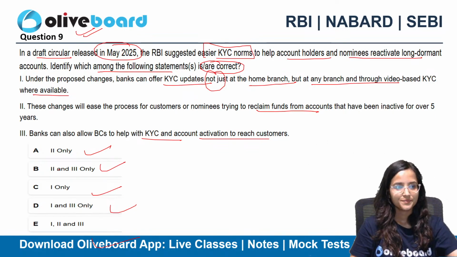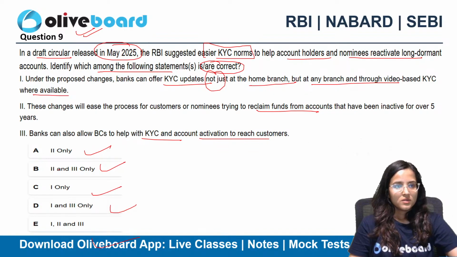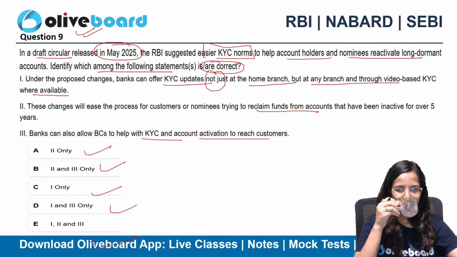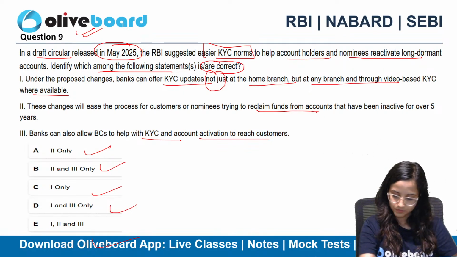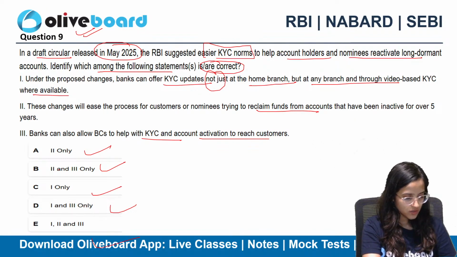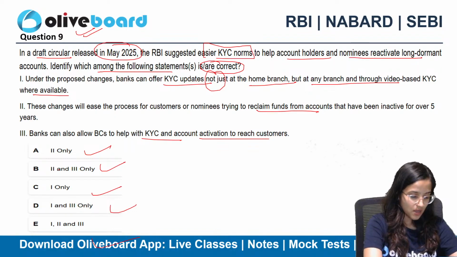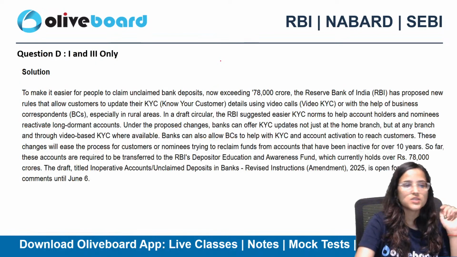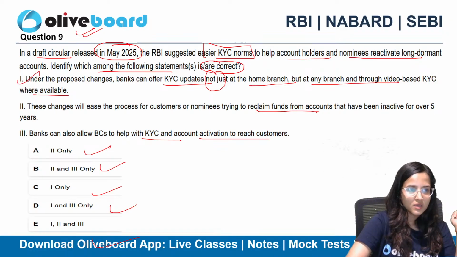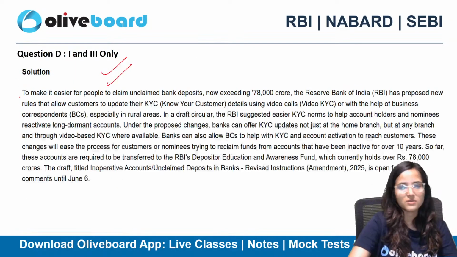Hanji, what is the answer? Which of these statements are correct? Hanji, Ashish, Rahul, Siddharth, Atithi, Jeevan. So the correct answer for this is 1 and 3 only. Okay, so only 1 and 3 are correct. Second is not the correct statement.